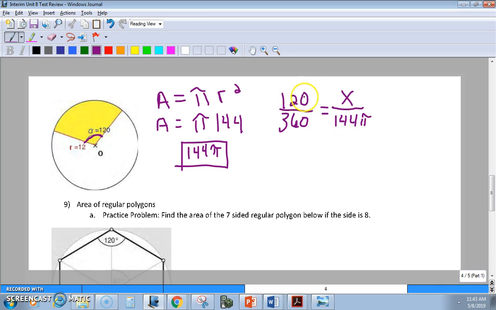First things first, though, to make this easier for myself, I'm going to reduce this 120 over 360. First of all, since they both end in 0, I can just cancel that out. And then 12 over 36 is the same as, since 12 can go into 36, 1 over 3. So it's actually, let me write it on the other side. So this is actually x over 144 pi is equal to 1 over 3.